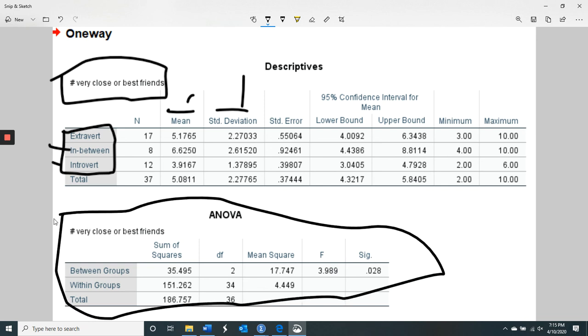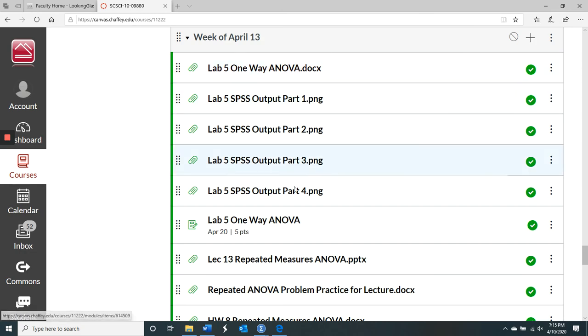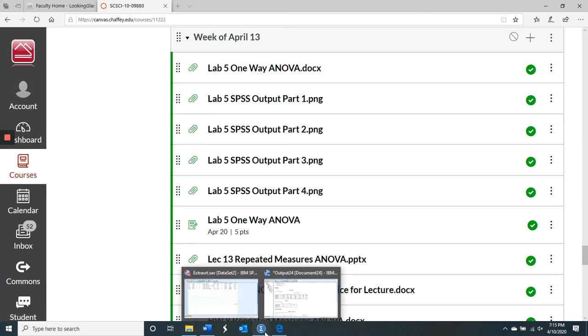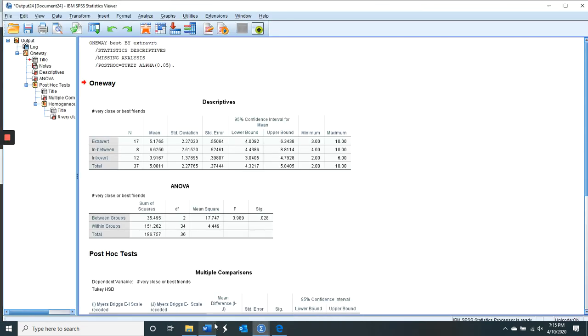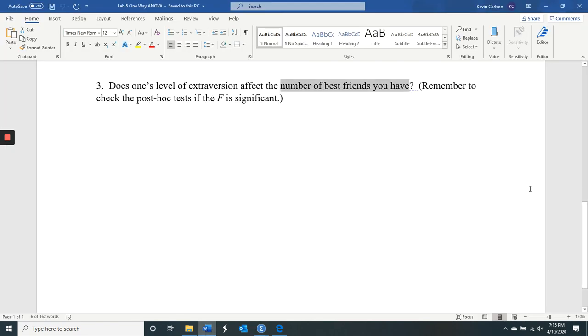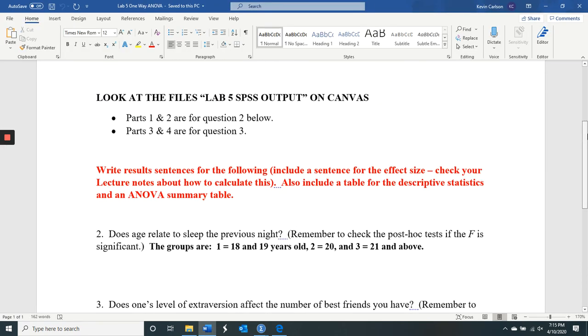And then just as a reminder, this is the ANOVA summary table. And so you'll be looking at the output. And then if this F is significant overall, then you're going to be using the post hocs, which are in part 4 of the output on Canvas. It's right there. And I think that's it. I don't think I need to run over anything else for this lab. So hopefully that was useful.